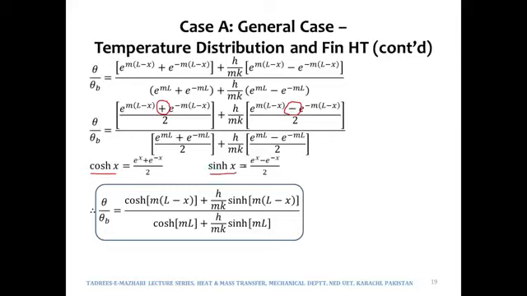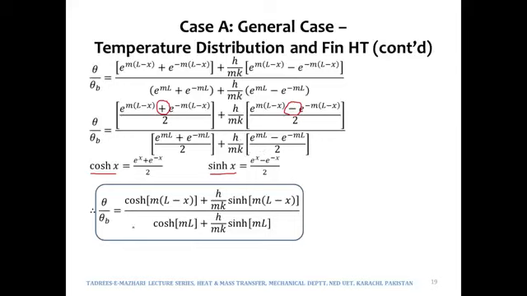Sine hyperbolic x is e to the power x minus e to the power minus x by 2. So we have e to the power something minus e to the power minus the same thing by 2. So it would be sine hyperbolic of whatever we have in the exponent, and what we have in the exponent is ml minus x. So it would be h over mk sine hyperbolic of ml minus x. And similarly the denominator would be cos hyperbolic of ml plus h over mk sine hyperbolic of ml.